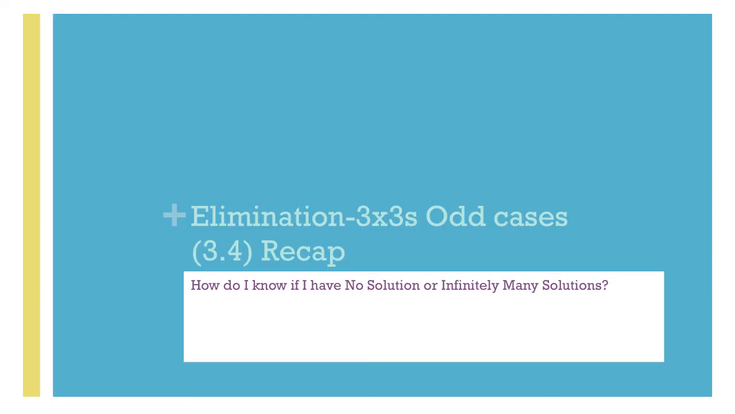So you see on 3 by 3s, those odd cases, the no solution and infinitely many, it's the same reasoning. It's almost just sometimes easier to see it, or at least maybe it's not that it's easier to see it, but it's within your best interest to try to see it without doing a whole bunch of work.